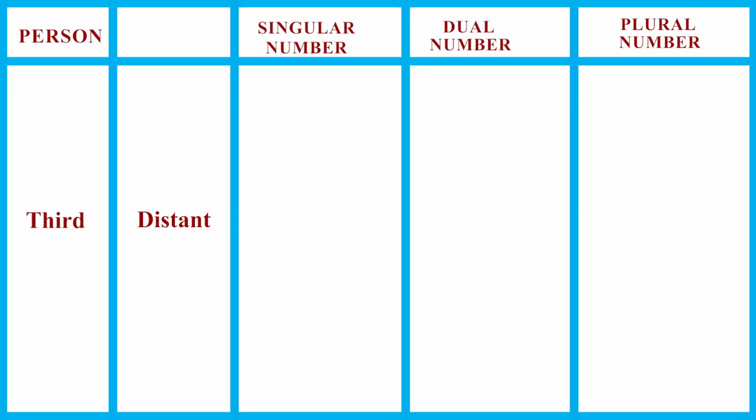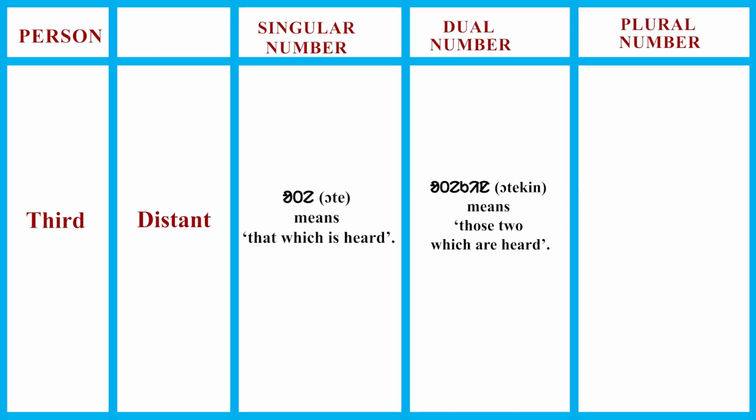Demonstrative referring to sound. Look at the forms. Singular number in distant: Ote means that which is heard. Dual number in distant: Otekin means those two which are heard. Plural number in distant: Oteko means those which are heard. Note that the root form of this demonstrative is ot. It has only the distant form. There is no animate inanimate distinction.